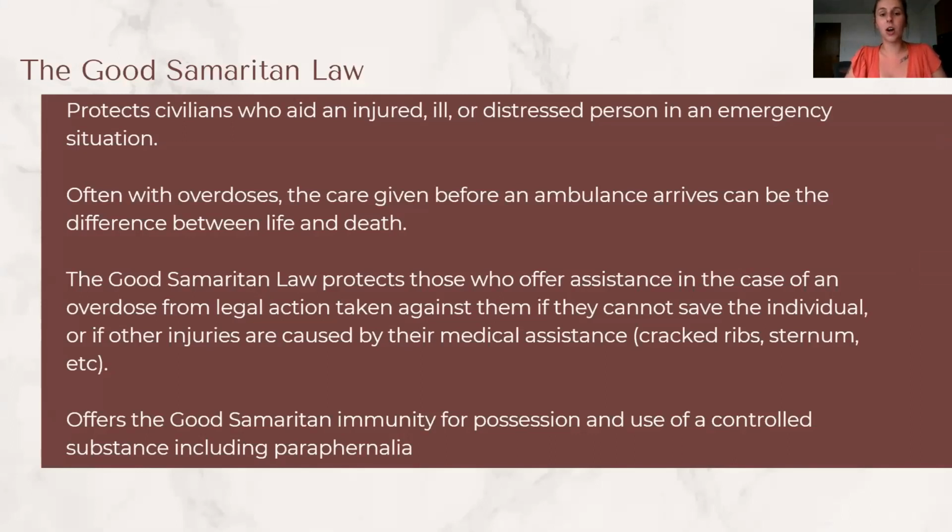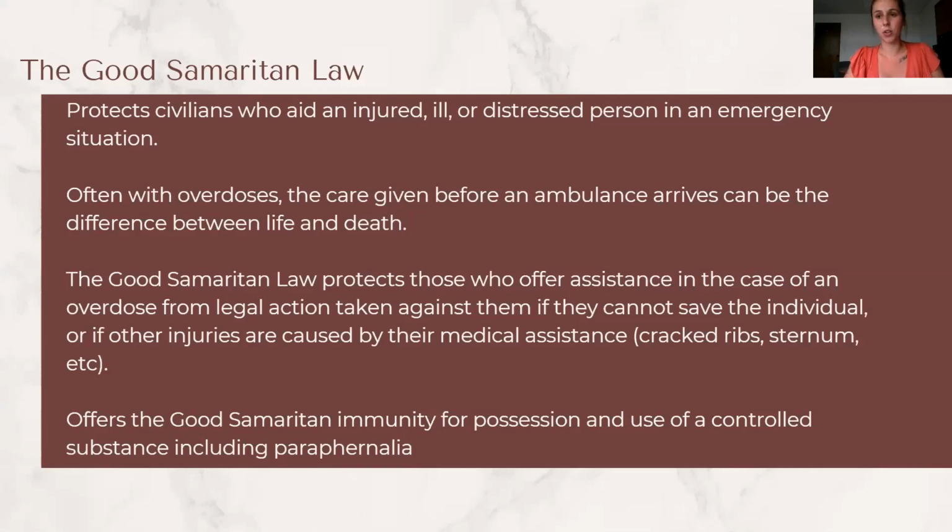The Good Samaritan Law protects those who offer assistance in the case of overdose from legal actions such as medical negligence. So in the case that there are cracked ribs from CPR, broken sternum or bruised sternum, anything of that sort, that person who has administered that medical attention is protected under the Good Samaritan Law.